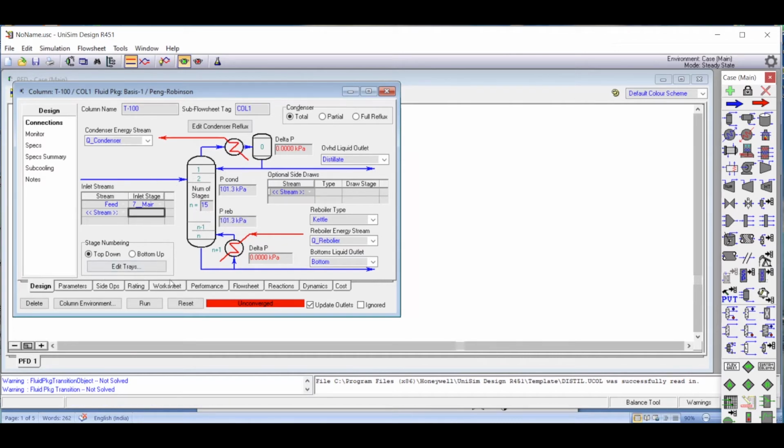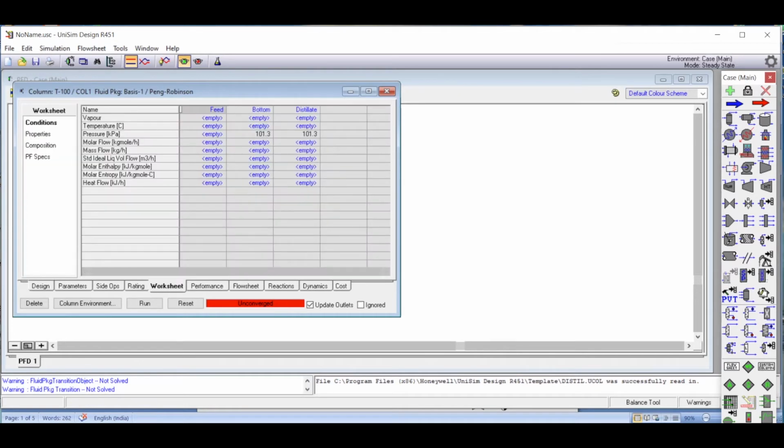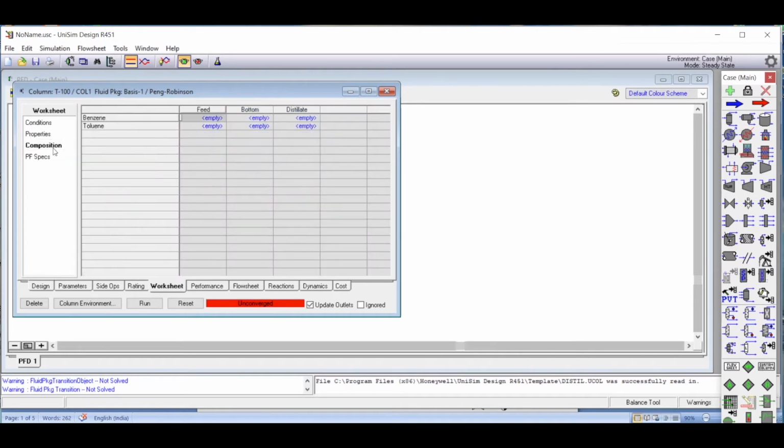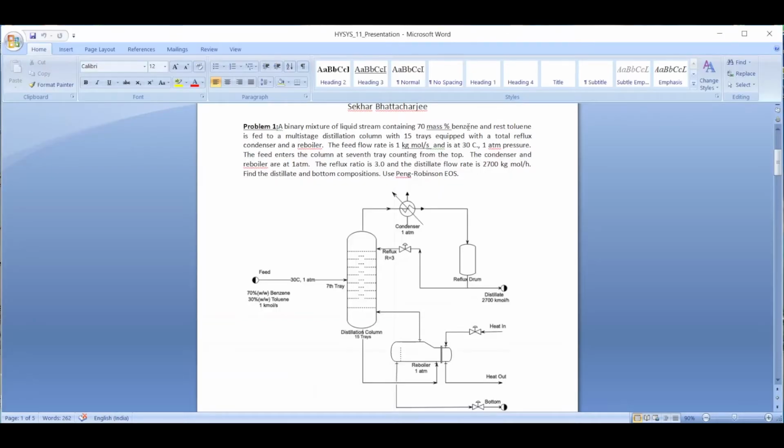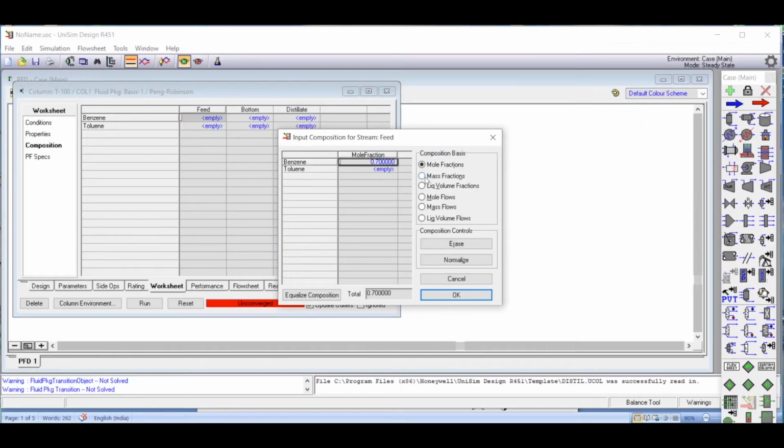So let's go to the worksheet here, and first we define the composition of the feed. It is 0.70, but the 70 is the mass fraction, because if you can see here it says 70 mass percent of benzene, not mole percent. So here we put mass fraction 0.7, and the rest, of course, would be 0.3. So the feed composition has been defined.